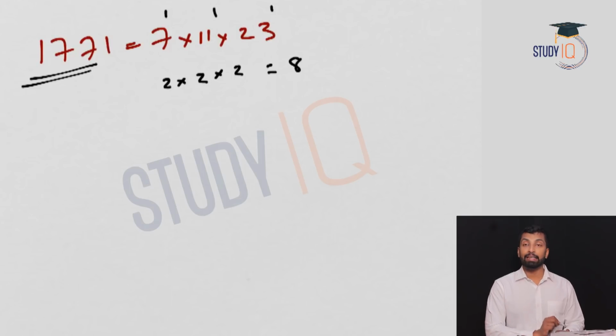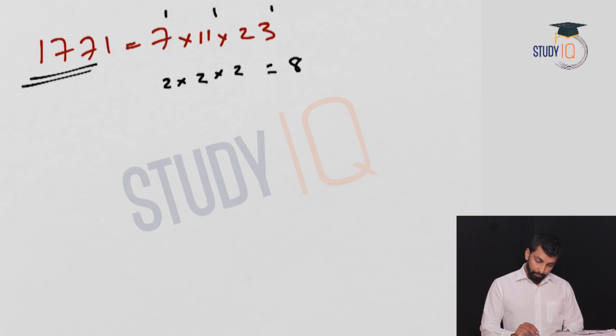So if I give you this number 1771, the way in which you can prime factorize, you can do it later. It's actually 7 into 11 into 23. So number of factors will be, this is 1, this is 1, this is 1, so 2 into 2 into 2, which is equal to 8. For 1771, you have 8 factors. Just by using the method of prime factorization, you are getting the answer. That's the point which I need to tell you.